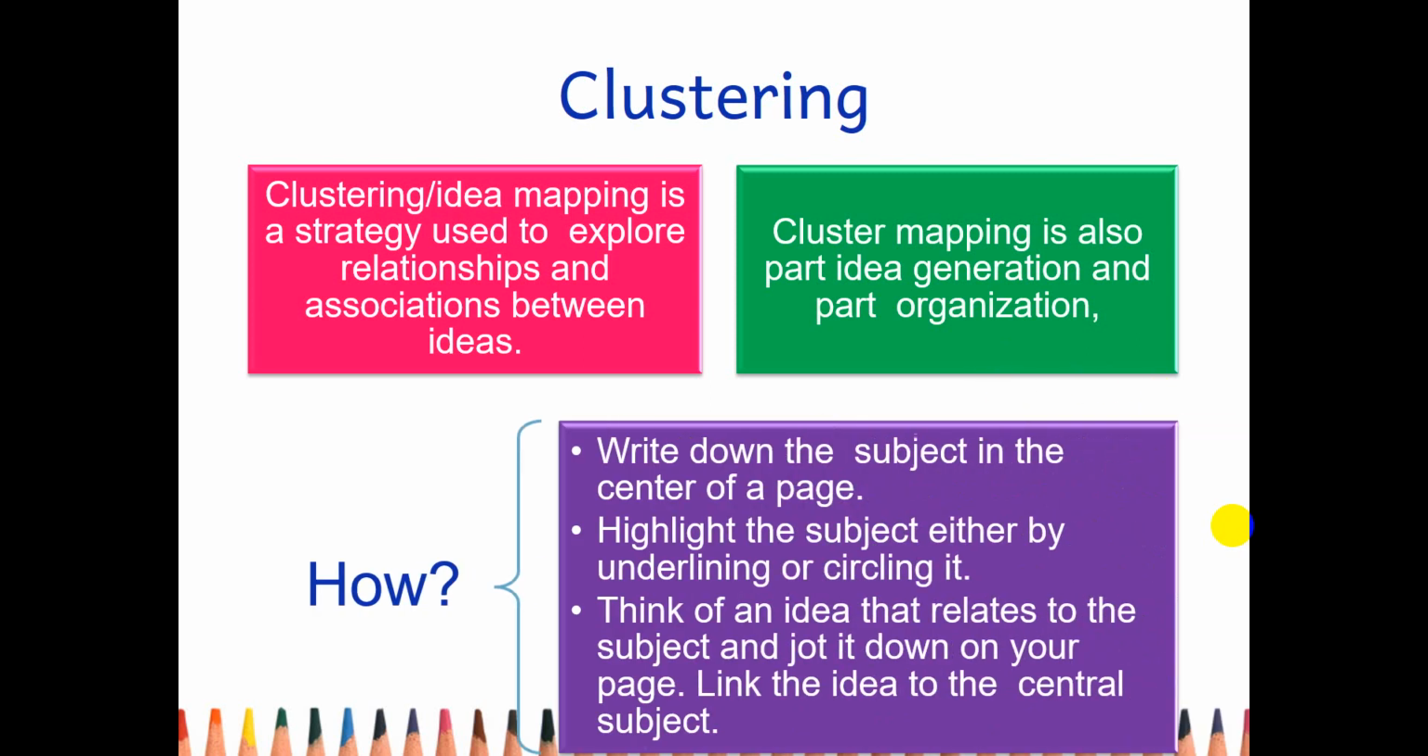So how should we do it? First, you write down the subject in the center of the page, and then highlight the subject either by underlining or circling it. Then think of ideas that relate to the subject and jot them down, and then you relate the ideas to the central subject. We can say that clustering is what you continue with after you do brainstorming.